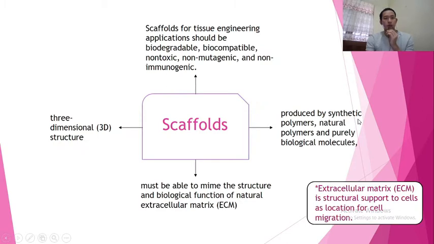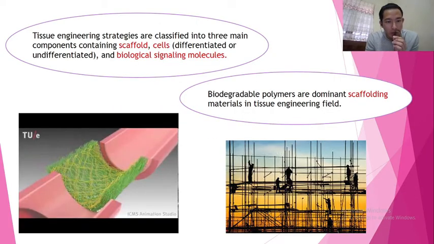So scaffold for tissue engineering applications should be biodegradable, biocompatible, non-toxic, non-mutagenic, and non-immunogenic. The scaffold also has to be produced from synthetic polymers or natural polymers and purely biological molecules. A scaffold is a three-dimensional structure, so you can see in this one, the green one is a 3D structure.